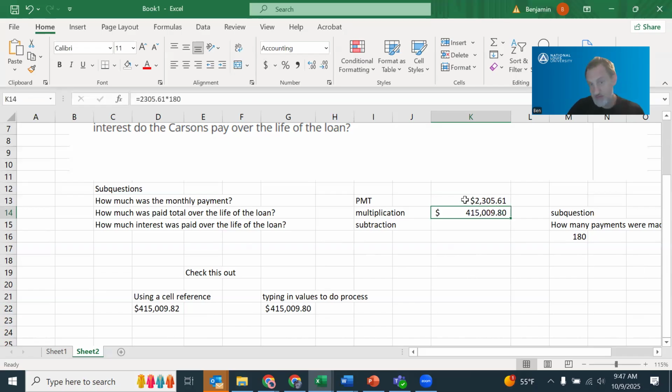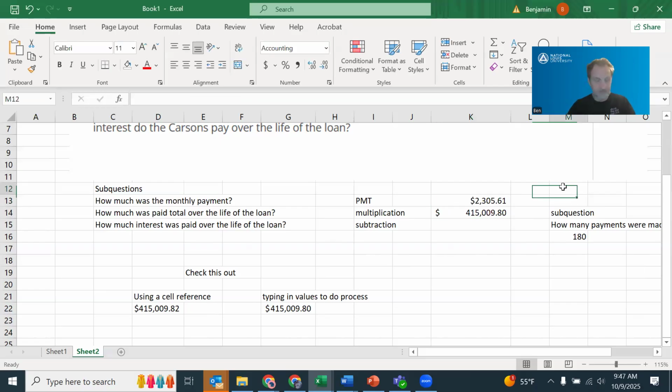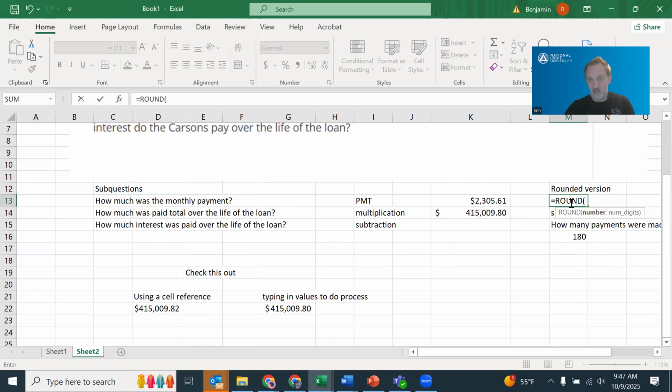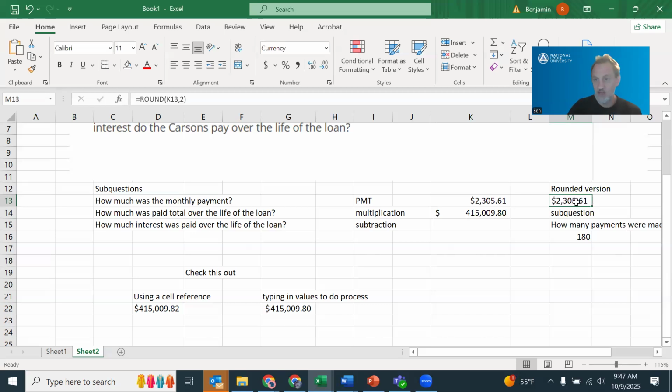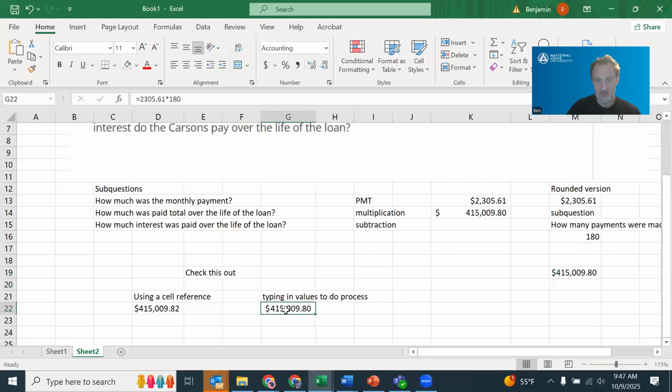Now, if you want to be really fancy, you could have put a rounding on top of this. So there's a way to do a rounded version. If you really like cell references, you're like, I don't want to stop doing cell references, here's how you do it. You do round, and then you take the number in, and then you say, I want this many decimal places. So now when I multiply these two numbers, the 2305.61 times the 180, I will get the same answer as I was supposed to get. So this is a way to use cell references, but put it through a little rounding process so that when you get the answer out, it's exactly what it should be.